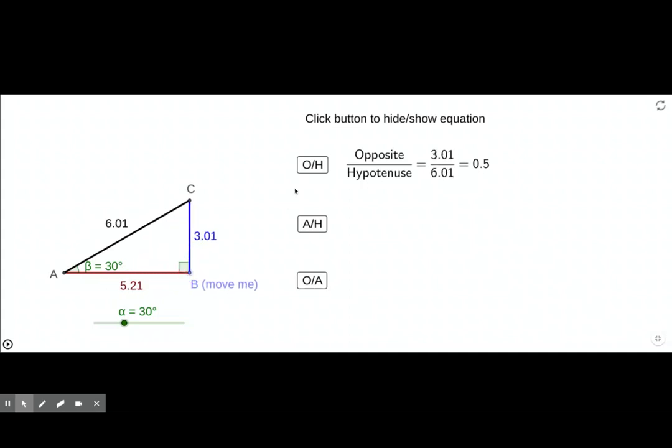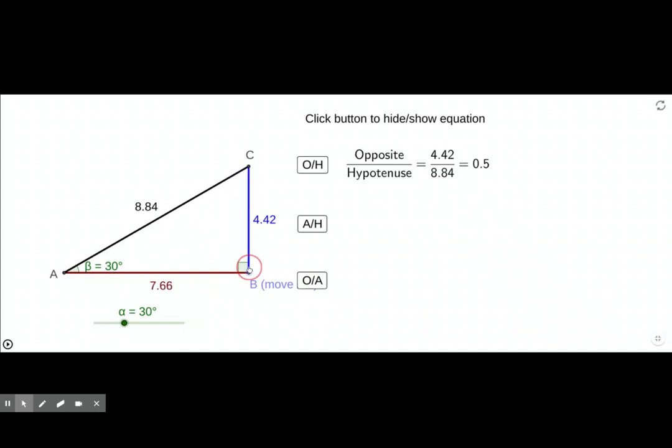And if you look over here, the opposite over the hypotenuse, this ratio: if I take the side that's opposite, the blue side here, opposite that 30 degrees, and the hypotenuse, which is always the longest side, 6.01 in this instance, if I divide those two, I'm always going to get 0.5. Even if I change the numbers around, that divided by that is still going to get me 0.5. So it doesn't really matter how big the triangle is or how small the triangle is.